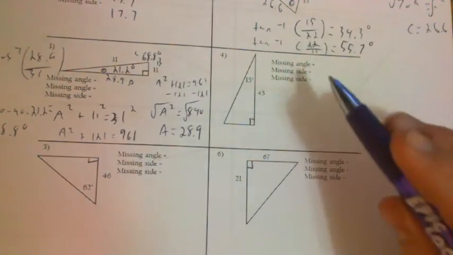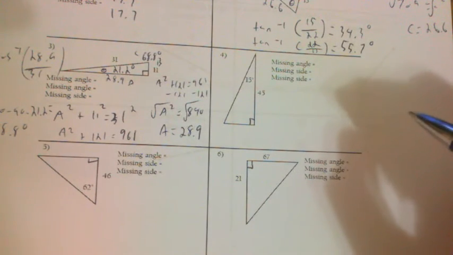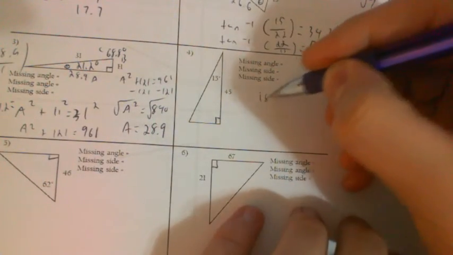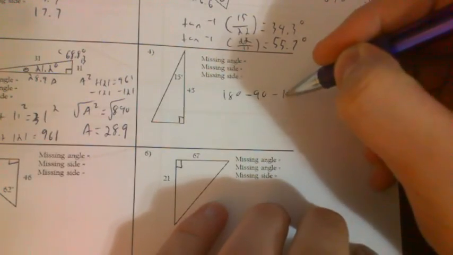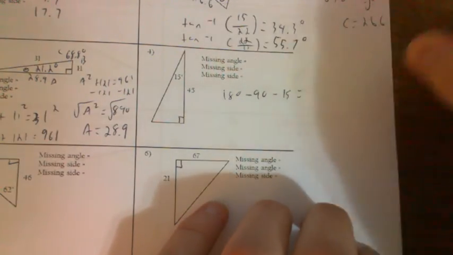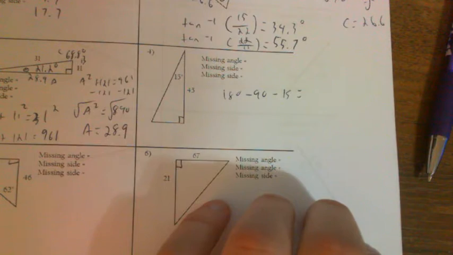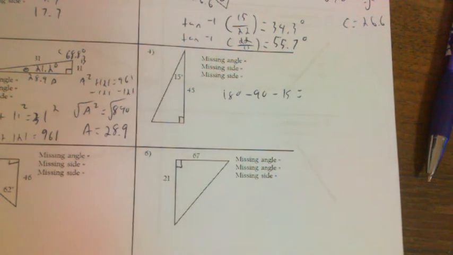All right, over here we have the missing angle and two missing sides. We can do this first and foremost: find the missing angle, easiest. We can do that by saying 180 degrees in the whole triangle minus 90 from the right angle minus 15 from this 15 degree will give us the angle of the other side.